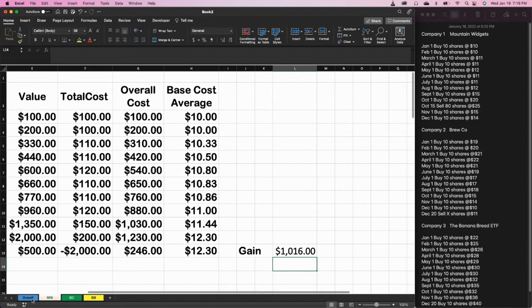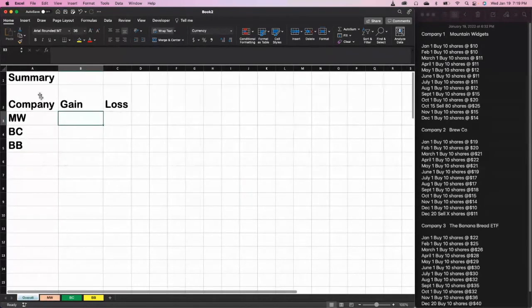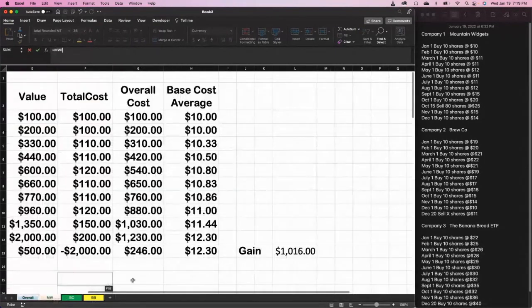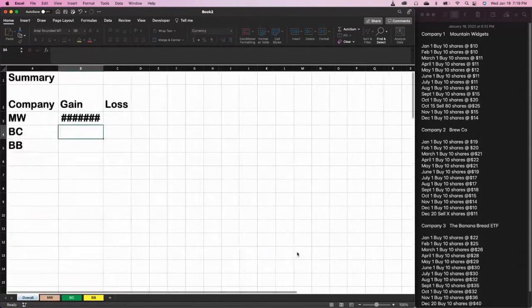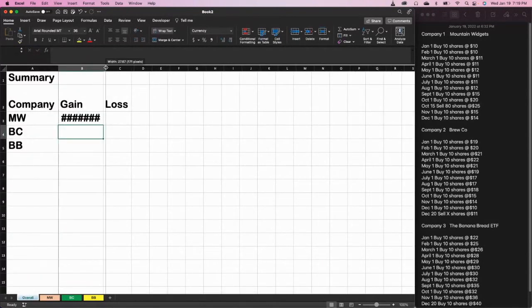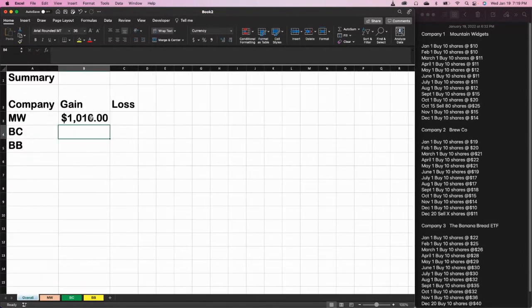What we can do is, on our overall page, this is kind of what I have. I just want to know our gains and losses. So we had a gain with those guys. With our mountain widgets, we're going to put an equal here. We're going to go back to the mountain widgets, click on that and hit enter. And we'll expand this a bit. And you see we now have a gain here.